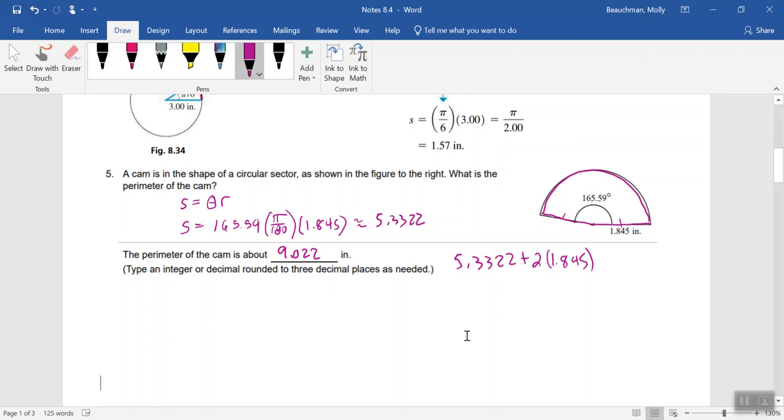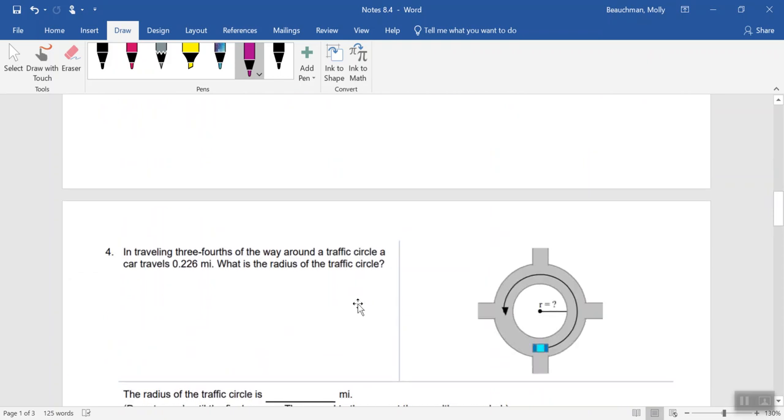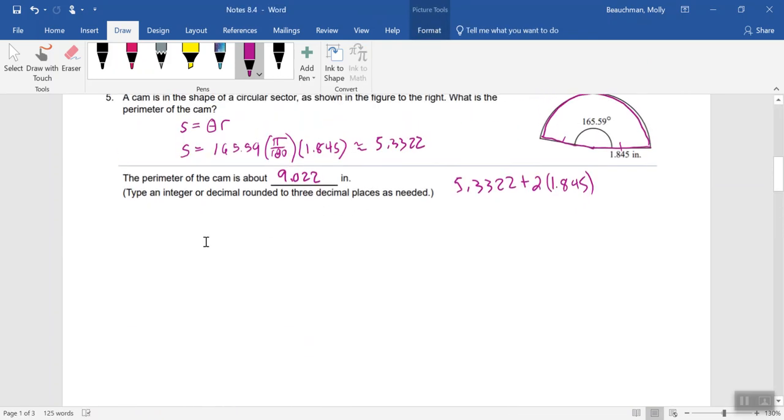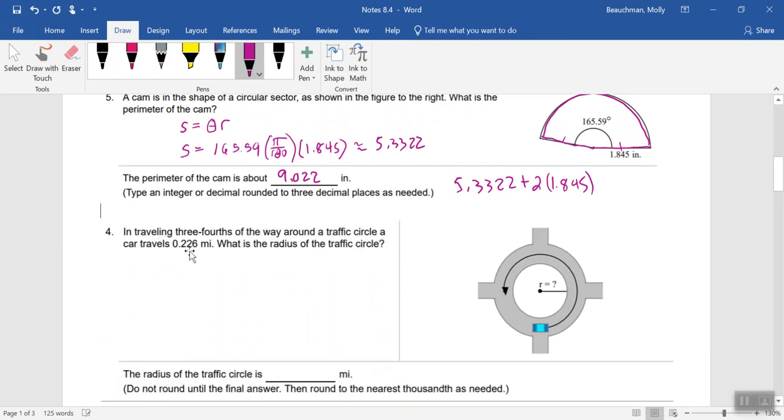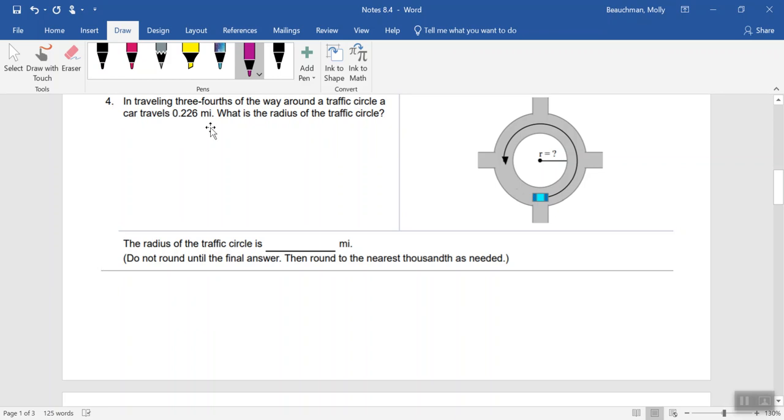Next example for a circular sector. In traveling 3/4 of the way around a traffic circle, a car travels 0.226 miles. What is the radius of the traffic circle? So in this example, we're given the arc length of 0.226. So we know that this length of the arc is already 0.226.